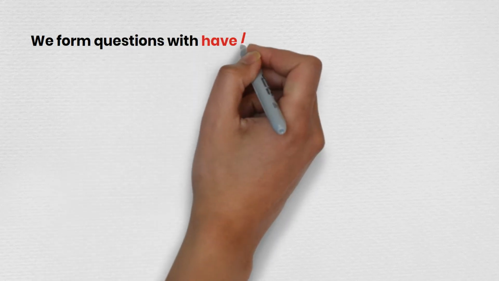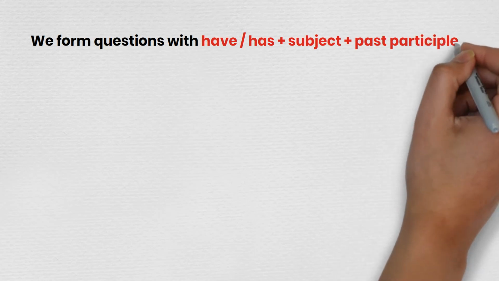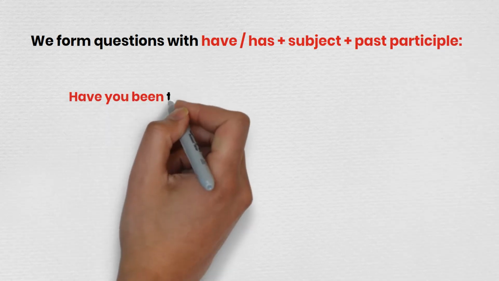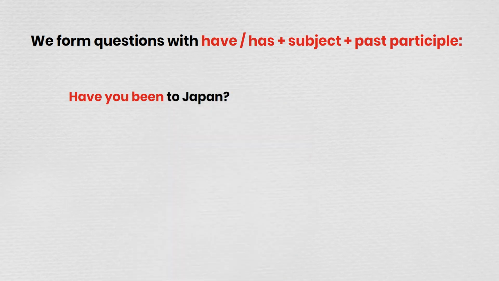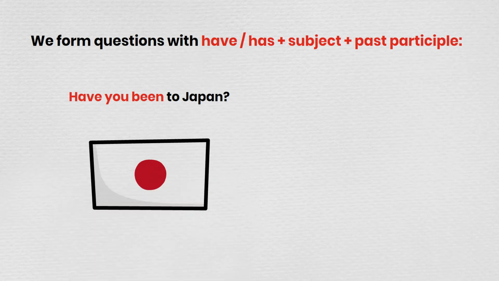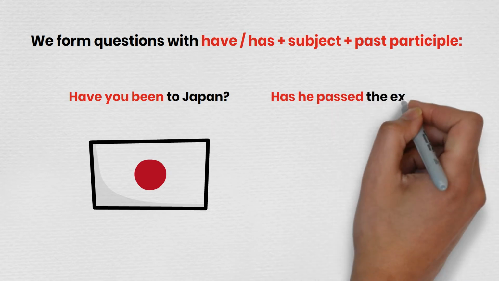We form questions with have or has plus subject plus past participle. Have you been to Japan? Has he passed the exam?